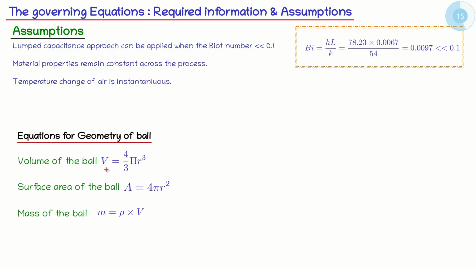We can use the equations of volume of sphere, area of sphere, and the concept that mass is the product of density and volume to arrive at some of the parameters that we need to build these equations.